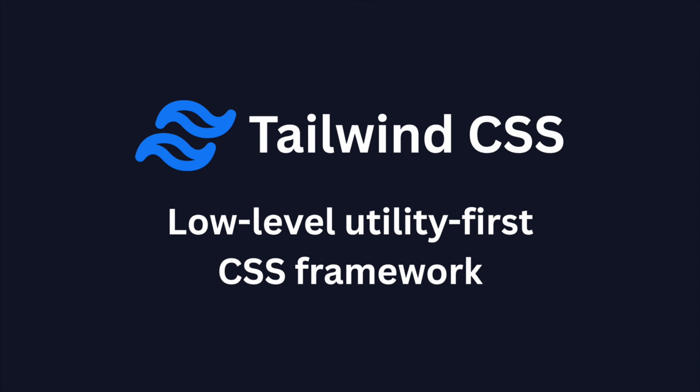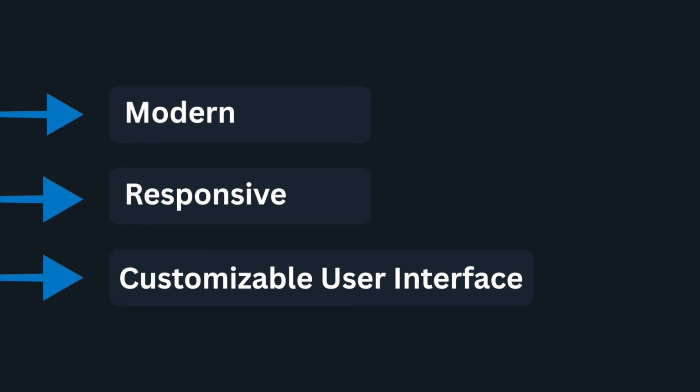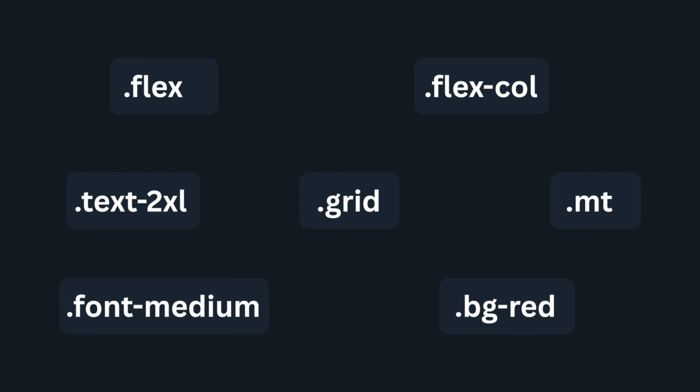Tailwind was created by Adam Wathan. Tailwind CSS is a low-level, utility-first CSS framework that helps you build modern, responsive, and customizable user interfaces quickly. Instead of writing custom CSS for every component, Tailwind provides utility classes that you can apply directly in your HTML or JSX to design your components.